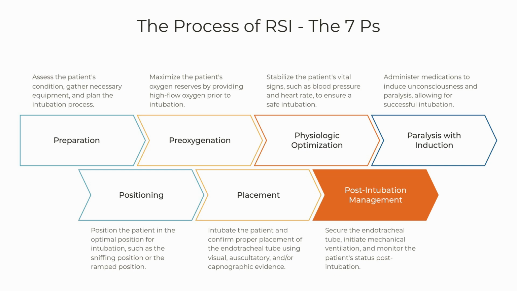Finally, post-intubation management keeps everything on track. We secure the tube with tape or a holder to prevent it from shifting. Then, we start mechanical ventilation, adjusting settings based on the patient's condition. Each P builds on the last, making RSI a structured, life-saving process.